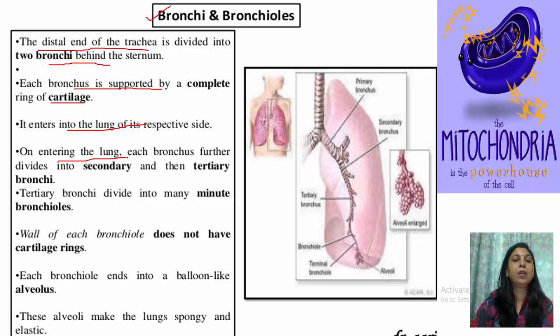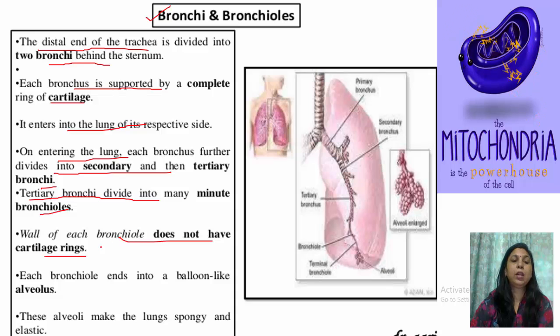On entering the lung, each bronchus further divides into secondary and then tertiary bronchi, and further division makes the bronchioles. That is, tertiary bronchi divide into many minute bronchioles. The wall of each bronchiole does not have cartilage rings. Means up to tertiary bronchi there is a cartilaginous ring. After that, there are no cartilage rings.